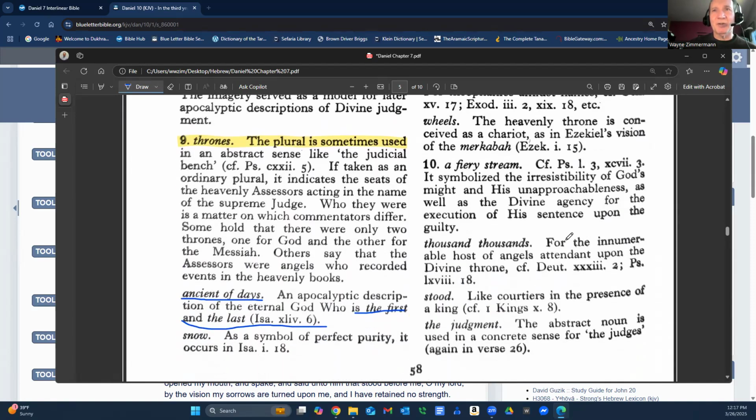We also see the term used for those that are around about him. So we know that there are thousands of thousands. This is a metaphor used in biblical language because they did not have numerical understanding the way we do. They have the word for 1,000, and that's it. So if you wanted more than 1,000, you would say thousands of thousands.